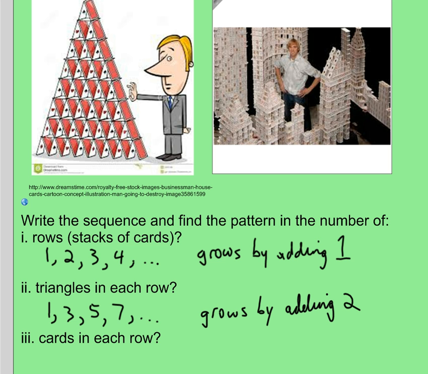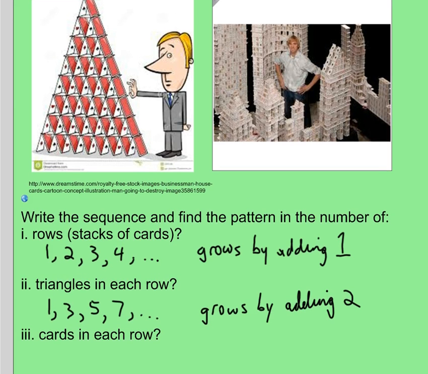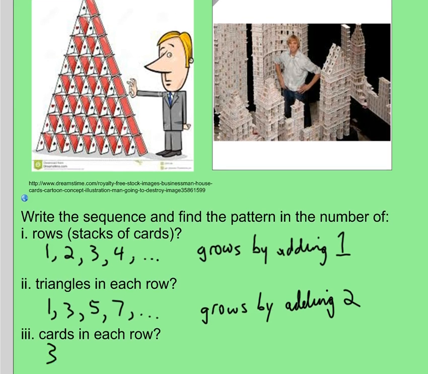All right, moving on. Number of cards in each row. Well, if we look at the top row, it has 3 cards. The row below that, we can't count the bottom of the first stack in the second row. So really just looking at 6 cards in that second row, and then we're adding one more set of 3, goes to 9, and the one at the bottom below that is going to have 12. So of course here it's going to grow by adding 3.